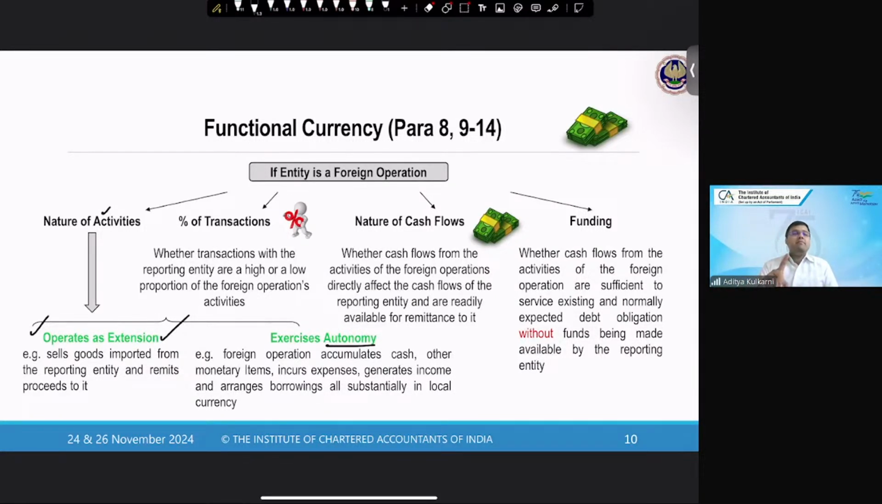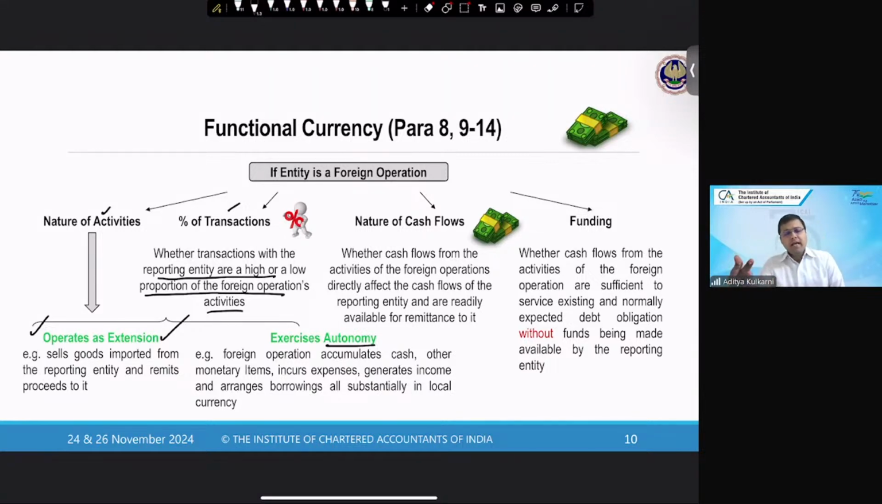Yes. So in this case, for that UK-based subsidiary, what will be the functional currency? Will it be GBP or will it be INR? GBP. It is going to be GBP. Okay. So first is nature of activities. Next one is percentage of transactions: whether transactions with the reporting entity are a high or a low proportion of the foreign operation's activities.